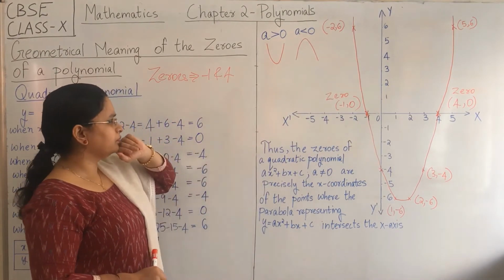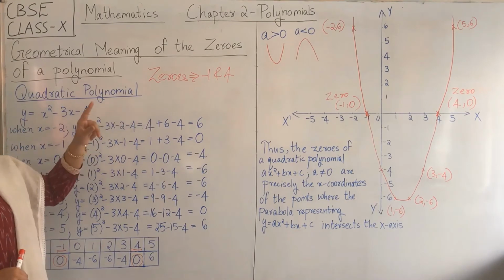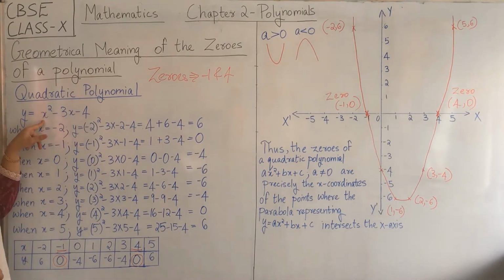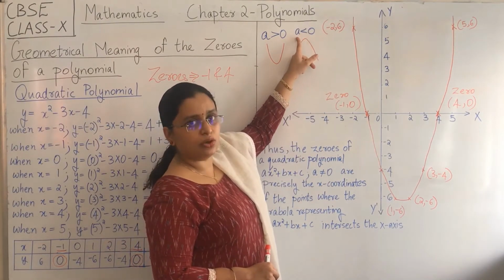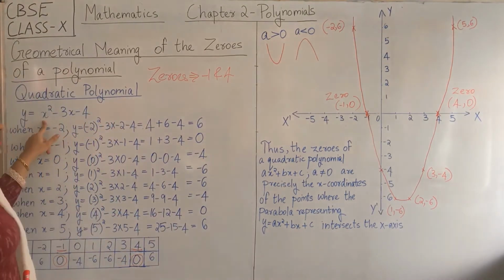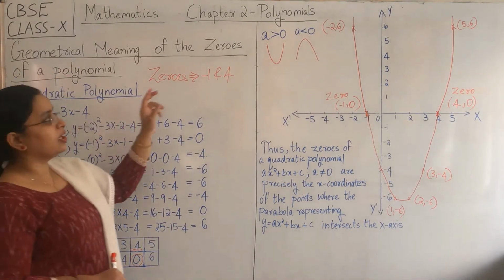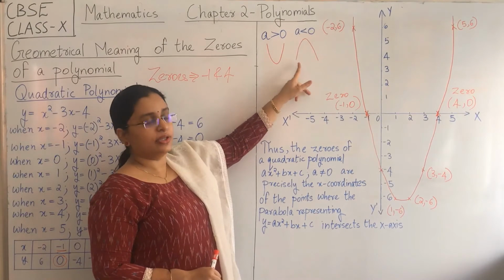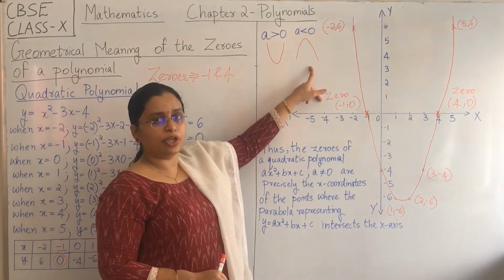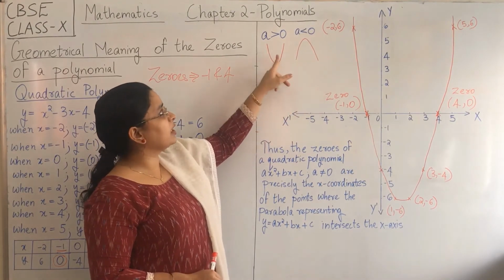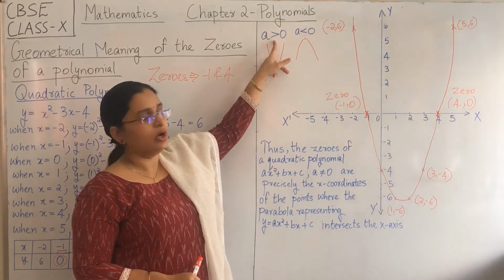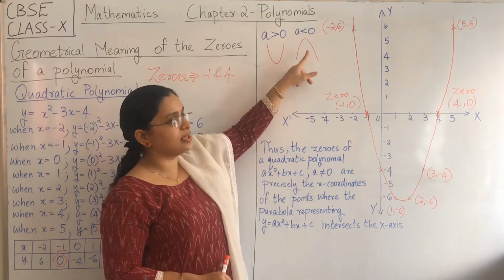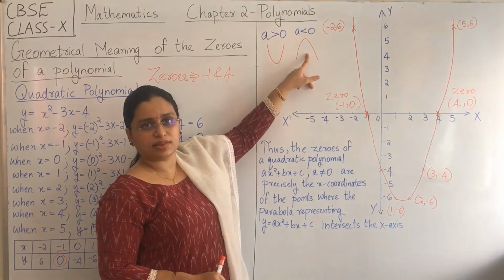Here we can see the coefficient of x² is 1, right? It is positive. That's why we got a parabola like this. If a is less than 0, that is, if the coefficient of x² is a negative value, then we get a parabola like this. So here an upward looking parabola, here a downward looking parabola. Upward looking parabola in the case when a is greater than 0, and when the coefficient of x² is less than 0, we get a parabola like this.